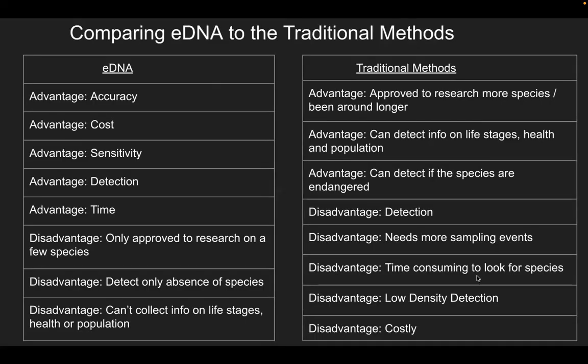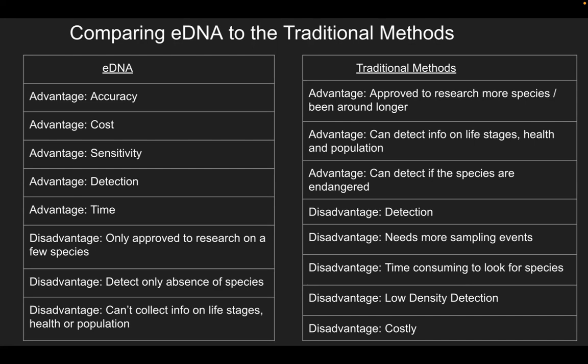Comparing eDNA to the traditional methods. eDNA: some of the advantages eDNA has are that it's very good at accuracy, it has low cost, high sensitivity, good detection, and is very short in time. It only takes 2 to 4 hours. Disadvantages: it's only approved for research on a few species and can detect only the absence of species. It can't collect info on life stages, health, or population.